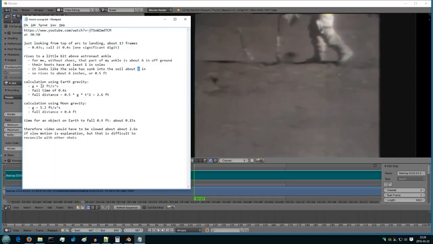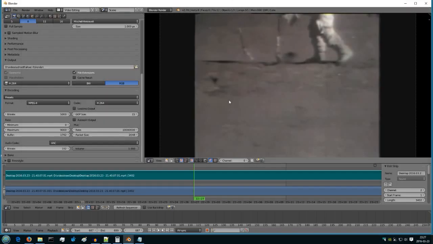So if we try to do a calculation using Earth gravity, where acceleration is 32 feet per second squared, and a fall time of 0.4 seconds, this is the formula for fall distance, and you get about 2.6 feet. So in the amount of time that this thing is falling, this 0.4 seconds we're seeing over and over here, on Earth this would have fallen over 2 feet.